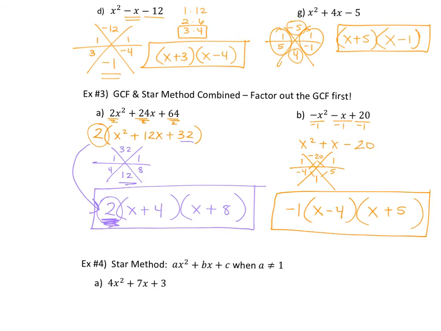So sometimes you'll factor out the number out in front first, your GCF, and then solve that way.